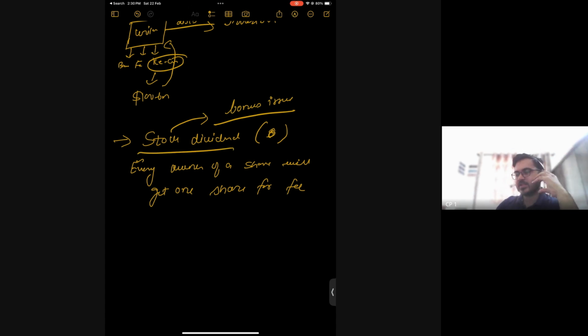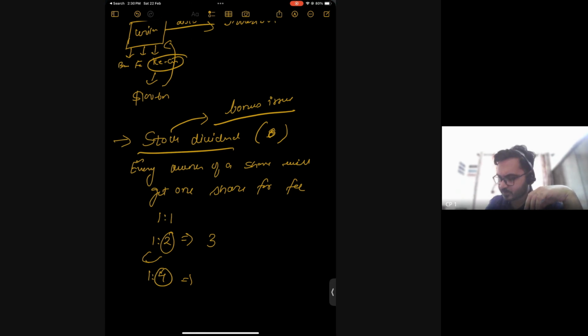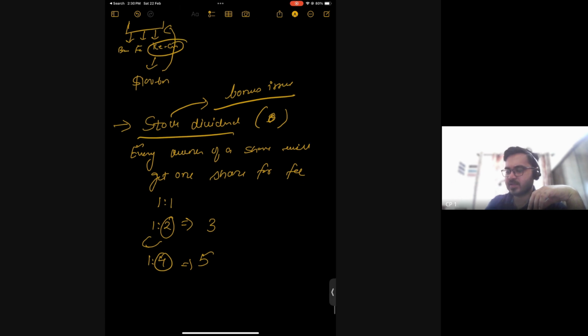What they end up doing is, every owner of a specified number of shares will end up getting a specified other number of shares as well. And this can be done in many ways. It can be 1:1, which means one owner gets one. It can be 1:2, which means someone who owns 2 shares will get one more share. So the owner of 2 will now become an owner of 3. 1:4 basically means someone who owned 4 shares will now get one more share and will now become an owner of 5 shares. So this is how stock dividend is calculated.